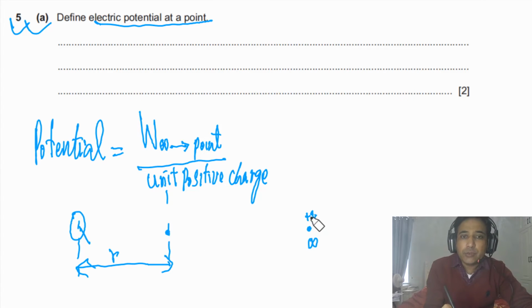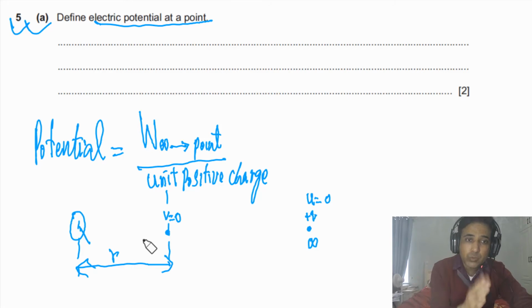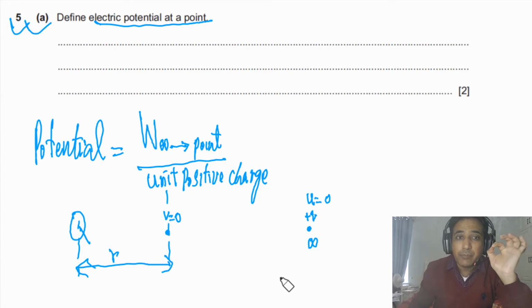If you move this charge from here to the left, you have to do positive work because you have to overcome the repulsive force. In this case, we also assume that the initial velocity is 0. And when the charge reaches this point, the final velocity is also 0. So we have to move this charge slowly. So the work done per unit positive charge to move a charge from infinity to this point is the potential. This is what is meant by potential.